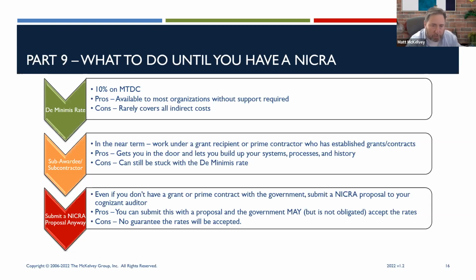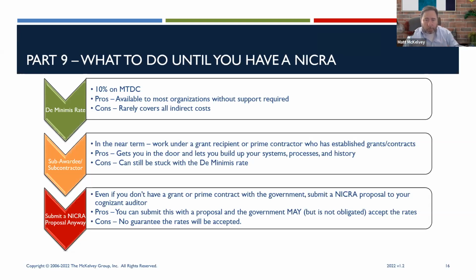Reason is that when you submit grants and you submit contract proposals, you can include that NICRA proposal as an attachment, as supporting information, and state, we have submitted this to our cognizant agency and auditor. This is what our rates will be. We are submitting this now so that you can evaluate it, and upon award, the government can immediately do a NICRA audit and review to negotiate our rates. It doesn't mean the government's going to accept this, but it very well might, okay?